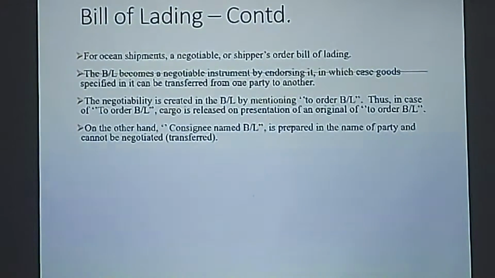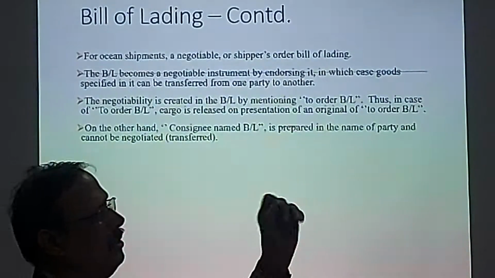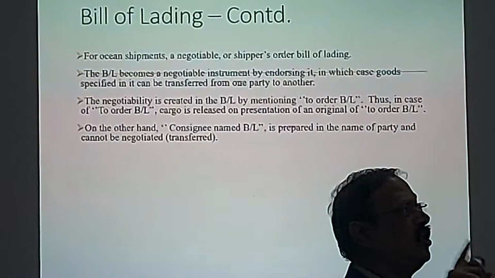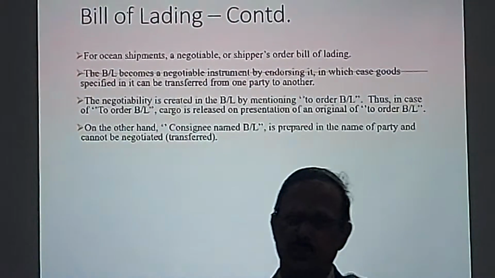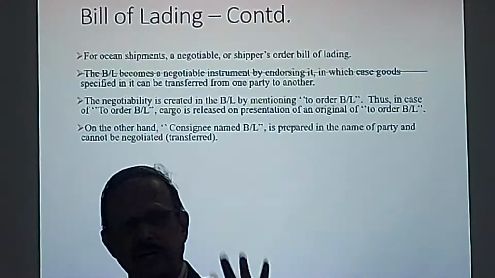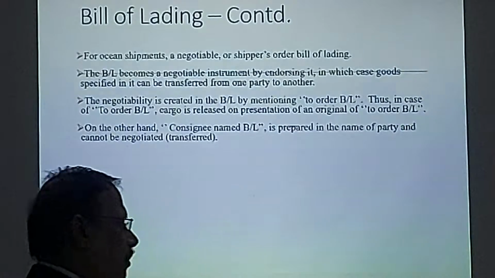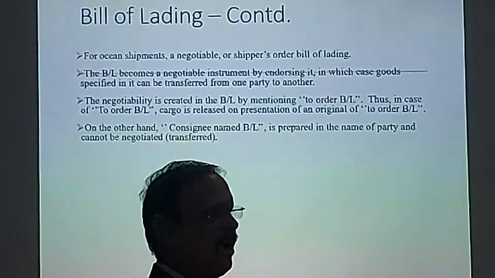What happens when you make it in the party's name? That is called a consigned name. Suppose I make it in the name of XYZ Limited. Then the ownership is passed on to that party. It is no longer a negotiable instrument. Ownership is passed on to the party. The party will go and take delivery, and he will not pay later on. Gone. So it's risky. So we never make the bill of lading in the party's name, unless it's against advance payment.